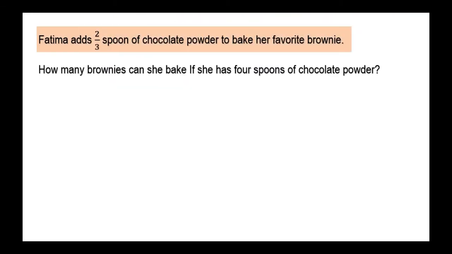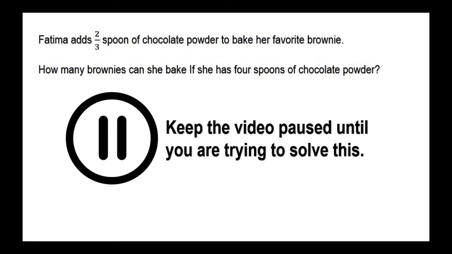Fatma adds 2/3 spoon of chocolate powder to make her favorite brownie. How many brownies can she bake if she has 4 spoons of chocolate powder?